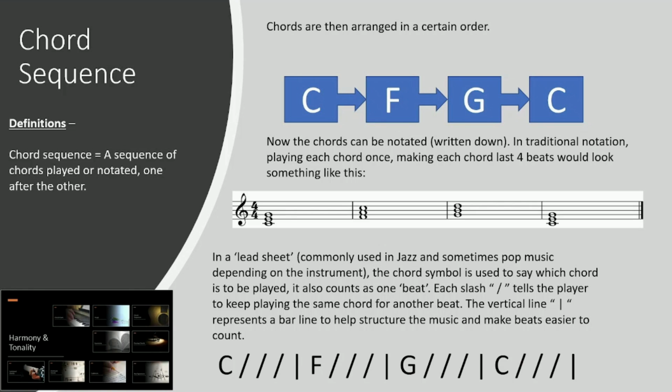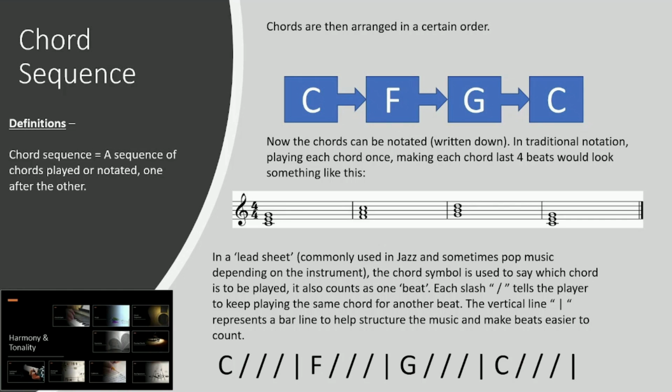Now, the chords can be notated, which, remember, just means written down. In traditional notation, playing each chord once, making each chord last 4 beats, would look something like this. We've got the example there. As you can see, this helps us see how the different notes are shaped and how they relate to one another, as will become clearer as you progress through these lessons.